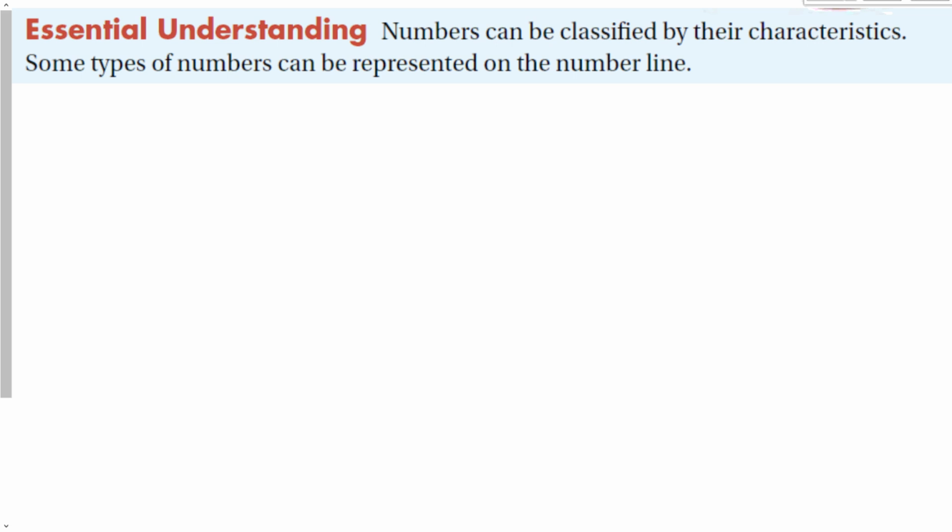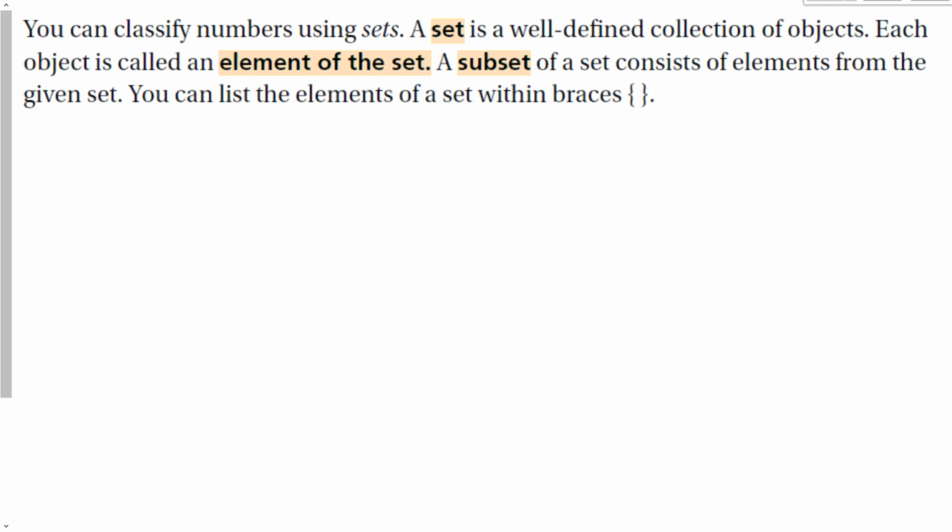Okay, so numbers, our next essential understanding is that numbers can be classified by their characteristics. Some types of numbers can be represented on a number line. We can classify numbers using something called a set. What is a set? Well, it is a well-defined collection of objects.